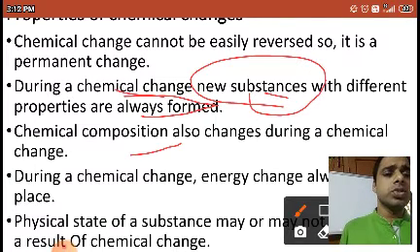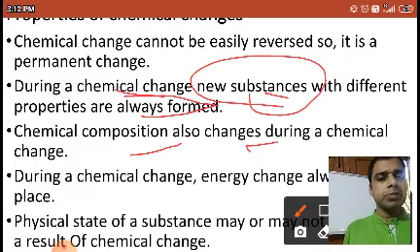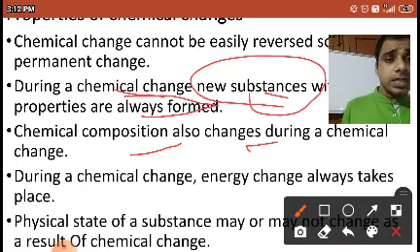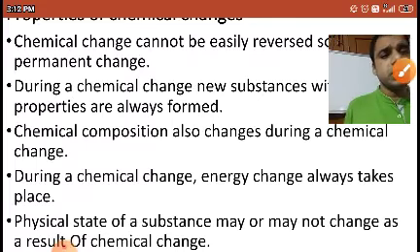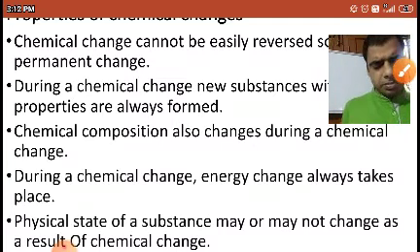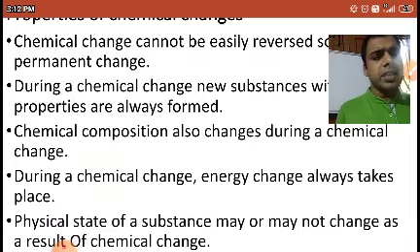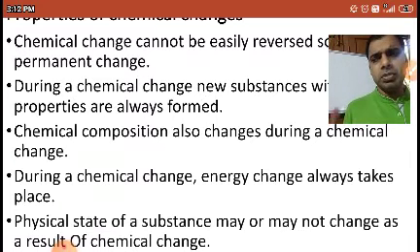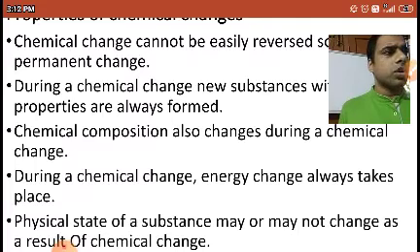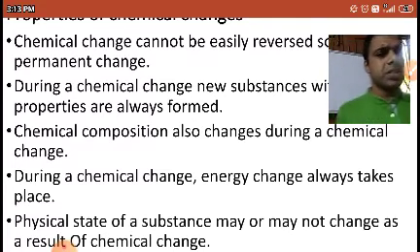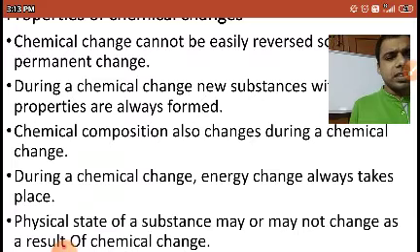Chemical composition also changes during a chemical change. And during a chemical change, an energy change always takes place. If some chemical change is there, you will definitely see some energy change take place. In some cases a large amount of heat will evolve. In some cases light will evolve. So energy can change.